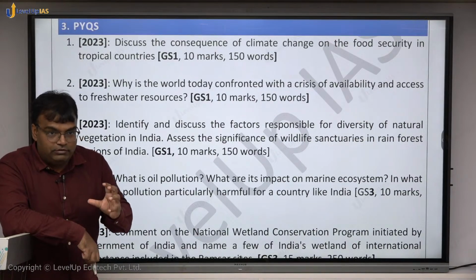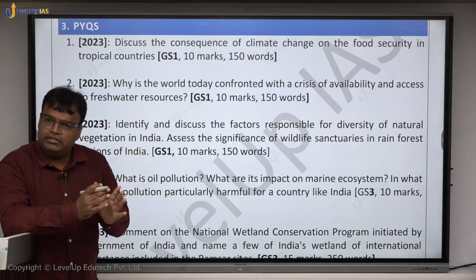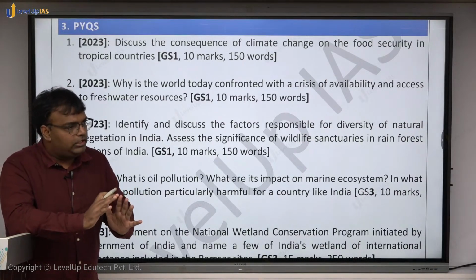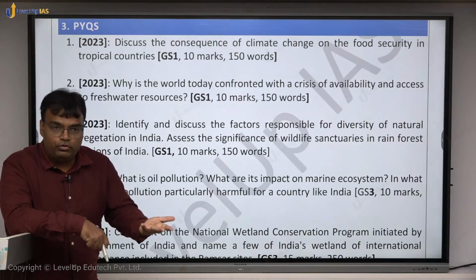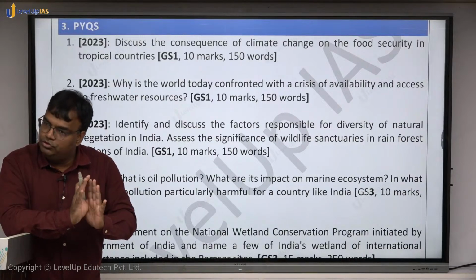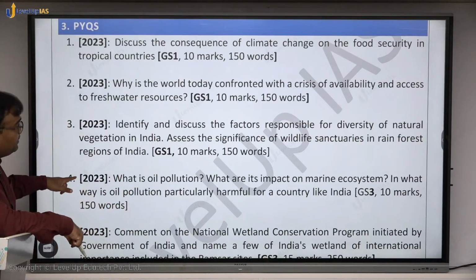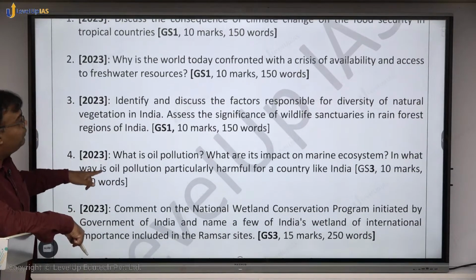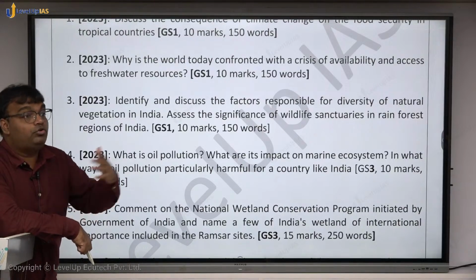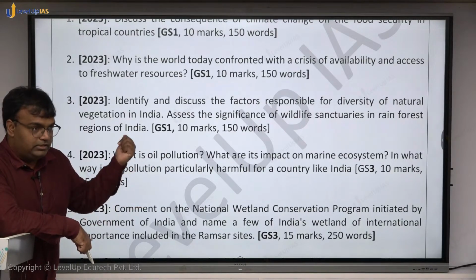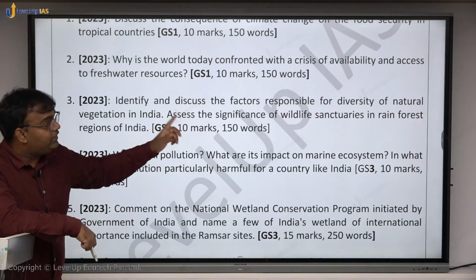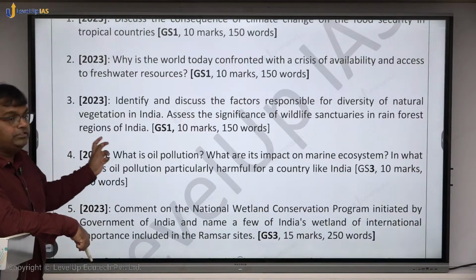So when we study water, we'll ensure that these areas are thoroughly and properly covered, so that no matter what kind of water related question they ask, groundwater से related, river water pollution से related, या फिर fresh water availability से related questions come, we should be properly able to answer that. Then, identify and discuss the factors responsible for diversity of natural vegetation in India. Why biodiversity? There's a lot of biodiversity in India. That's again a biodiversity related, environment related question. Assess the significance of wildlife sanctuaries in rainforest regions of India.